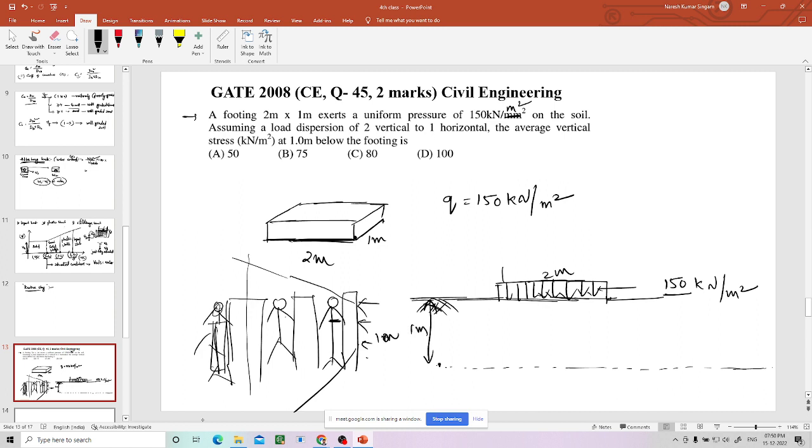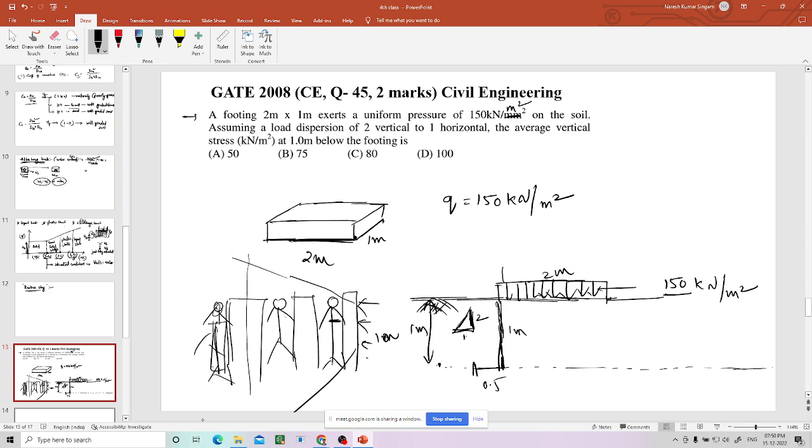So how is it dispersing? That is two vertical to one horizontal. If you go two vertical, you have to go one horizontal. So that means it is like two vertical, one horizontal. Now how much have I gone? 1 meter I have gone down. That means I have to go only 0.5.